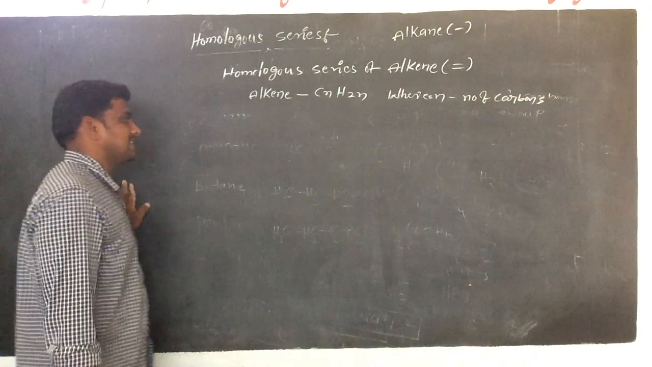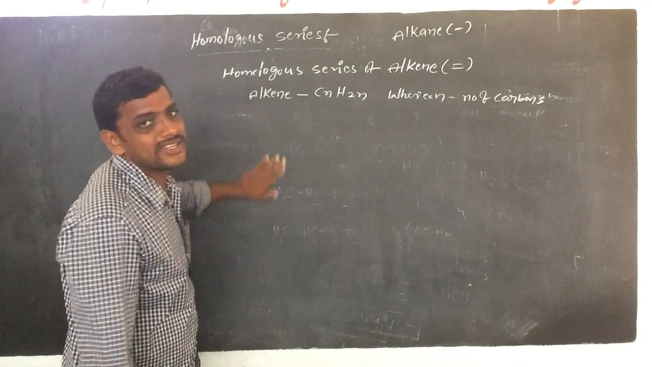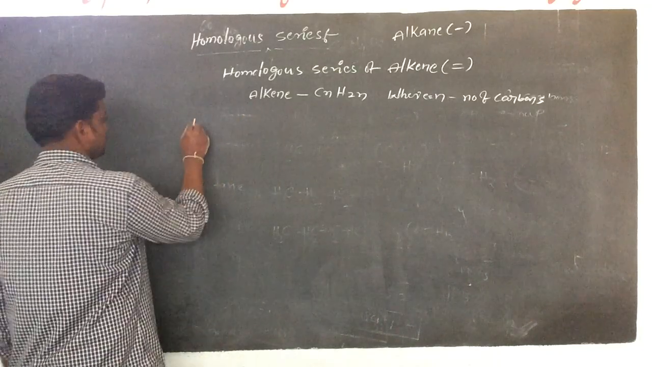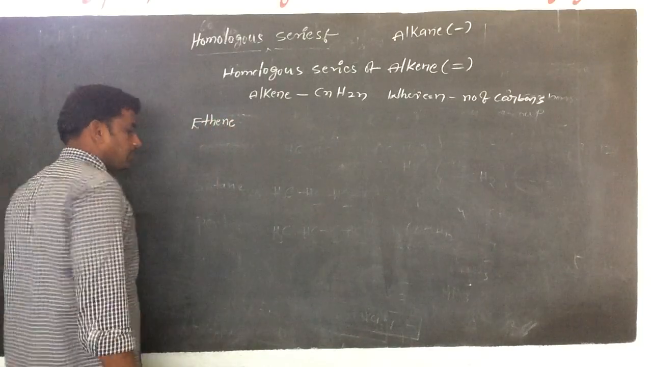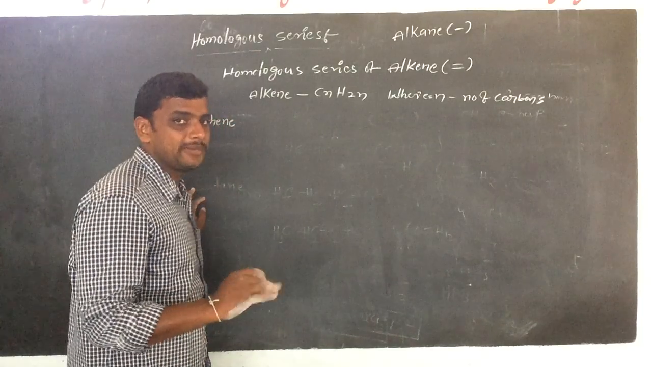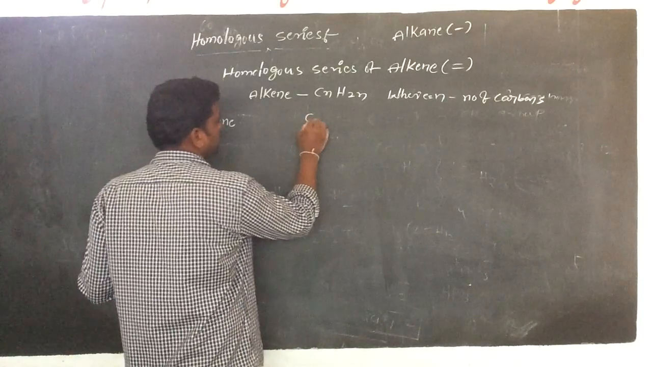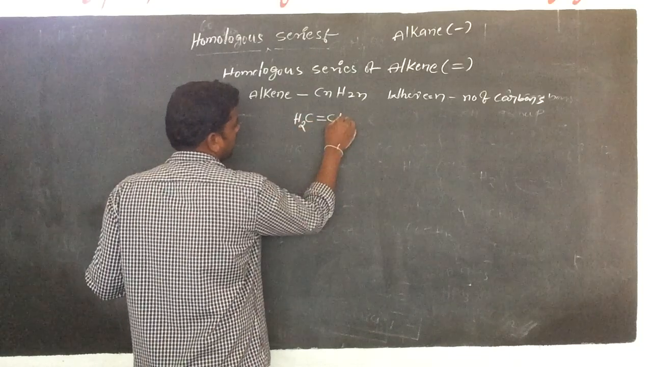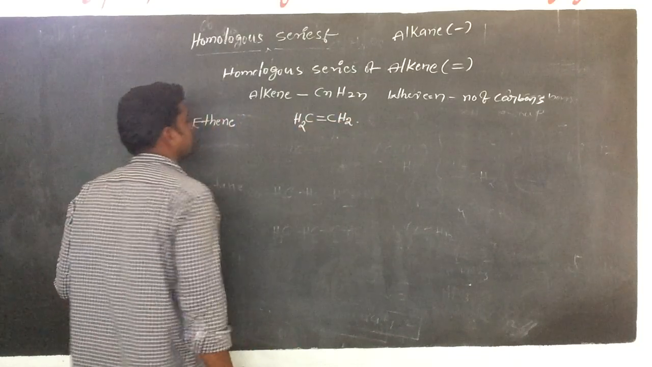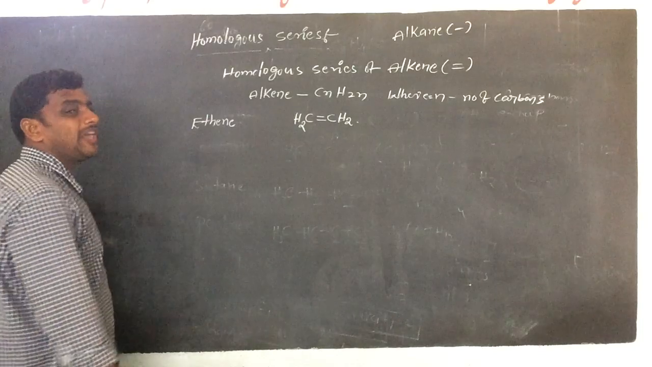Right, the first one is ethene. Eth means how many carbons are in the parent chain? 2. Ene means double bond. So in between the two carbon atoms, one double bond is present. So the remaining is CH2 and CH2. Ethene. Next one is propene.